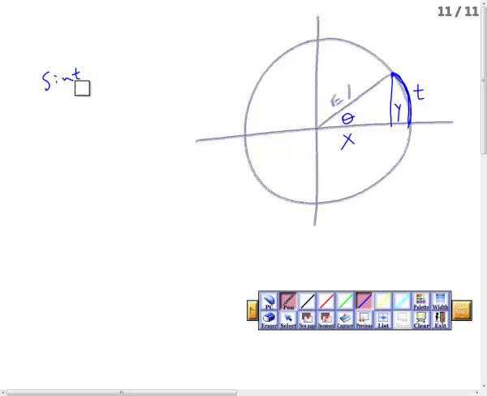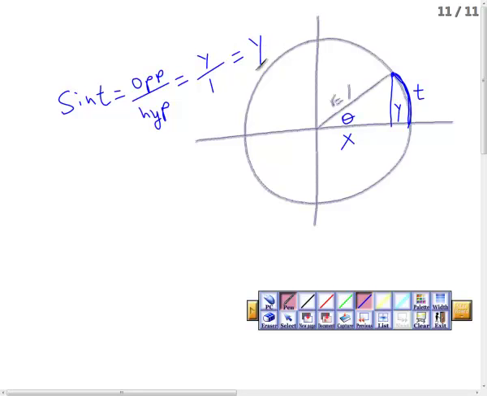Alright, we know here that sine t equals opposite over hypotenuse. And so, since the radius is 1, the opposite side is y over the hypotenuse, which is 1, so we can say that sine t is equal to y. Cosine t is adjacent side over the hypotenuse, and the adjacent side is x, adjacent to our angle theta. Our hypotenuse is 1, so this would be the same thing as x over 1. And so cosine is synonymous with the x coordinate.